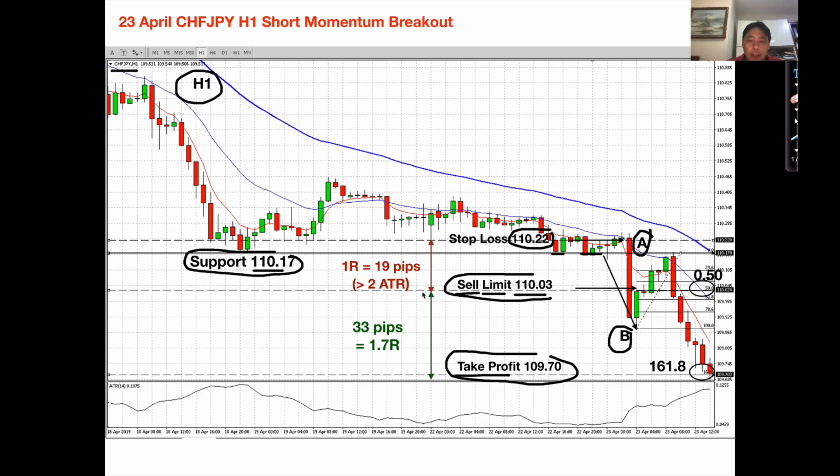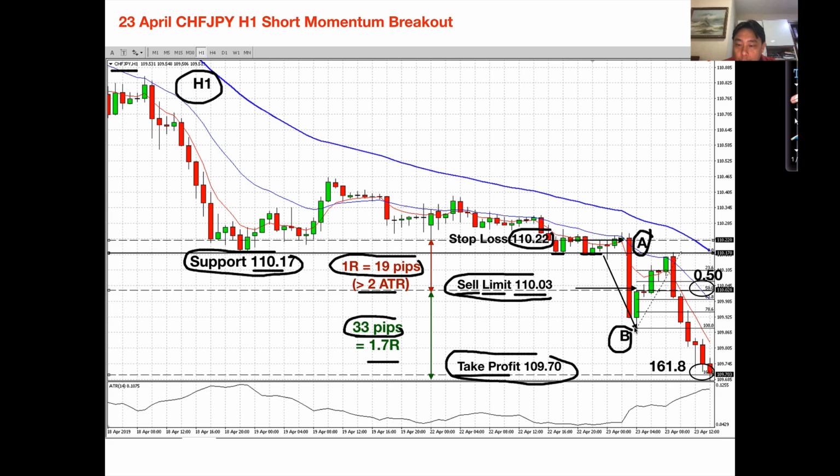So from the entry to the stop loss, that's 19 pips. So ensure that your 1 hour distance is at least 2 ATR. Okay. Profit target in this case is 33 pips. So risking 19 to make 33, that is 1:1.7. Okay, so that's a pretty good trade.